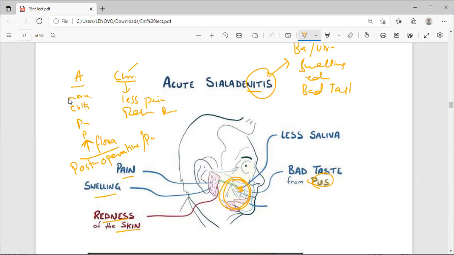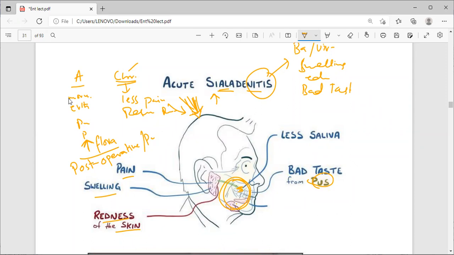So the conditions are different here, not because of dehydration, but because of reduced salivary flow. There might be a problem with the salivary flow, so the saliva is not coming out regularly or in sufficient amount. So you will have chronic sialadenitis, and the normal flora will try to increase and create the sialadenitis.